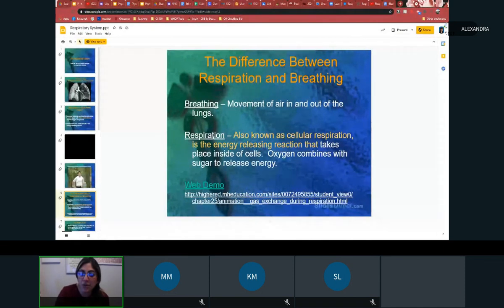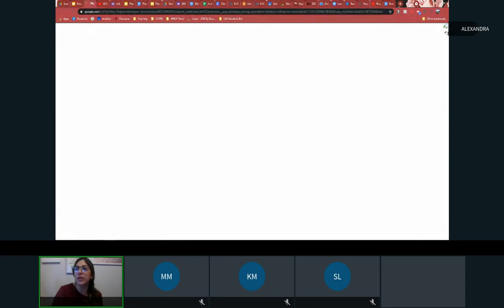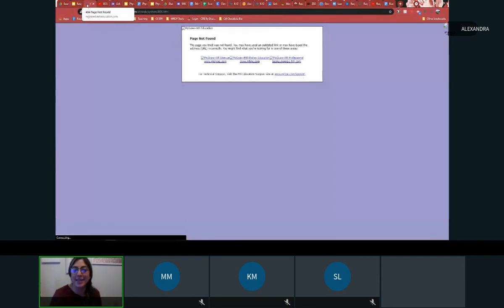Respiration, okay, so we also know this word with the term cellular respiration. This is the energy releasing reaction that takes place inside of the cells. Oxygen combines with sugar to release energy, that sugar being glucose, right? So when we're talking about respiration, it's bringing that oxygen to create that cellular respiration, breaking the sugar down to usable energy.